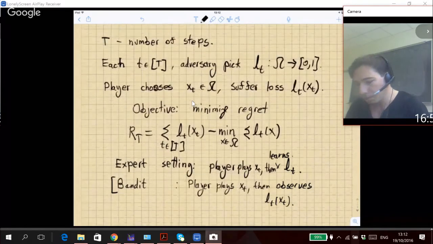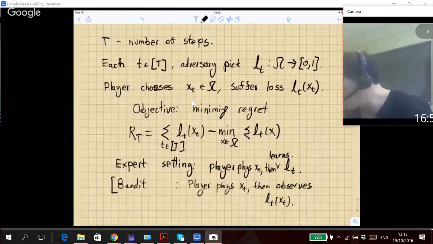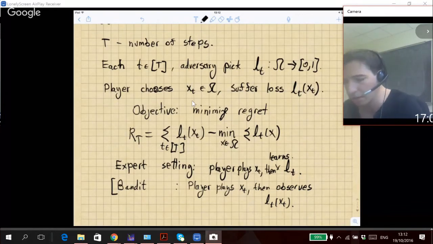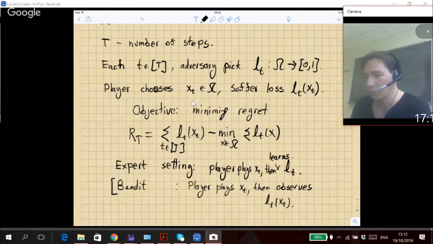Now, just to get a little bit of intuition, it seems like the adversary can pick any functions LT. I have no knowledge, no guarantee whatsoever about how L1 is related to L2 and to L3, etc. So it seems like by knowing some value at time T, there is very little I can say about what happens at time T plus one, etc.